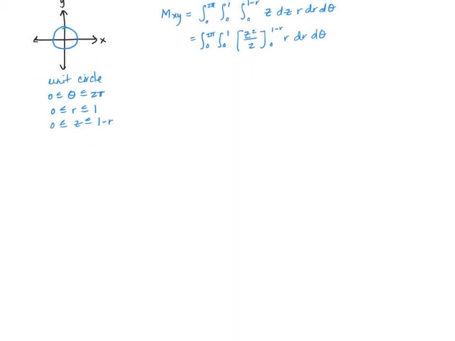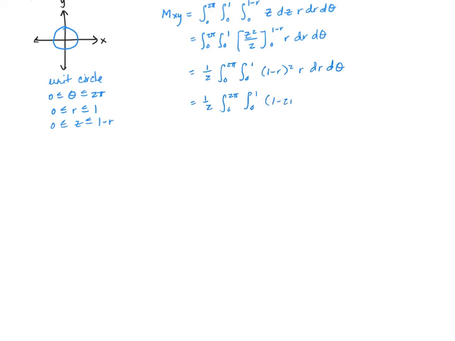So that's going to be 1 minus r squared. Maybe I'll bring the 1/2 out in the front. It's going to irritate me. I don't like fractions. So this becomes 1 minus r squared, r dr d theta. Let's go ahead and expand: 1 minus 2r plus r squared. Distribute the r on the outside.